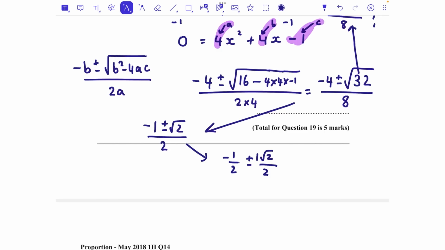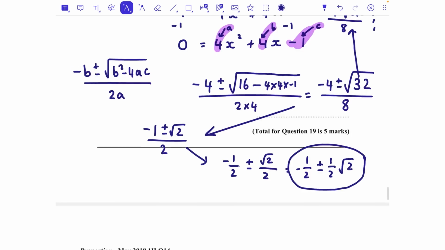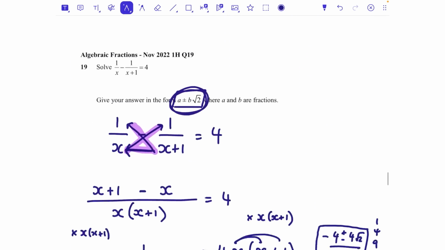Let's put it out the front because that's what they said to do it. So minus a half plus or minus a half root 2. And now it's in the format that they asked me to do it, and that would get us 5 marks. A very, very challenging question for the higher paper. Hopefully that made some sense.